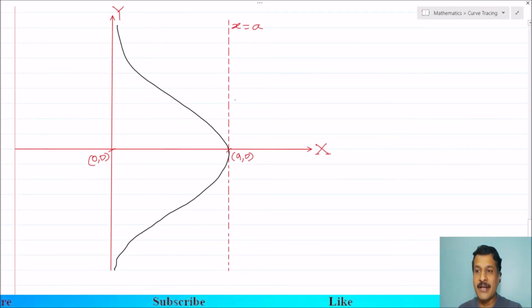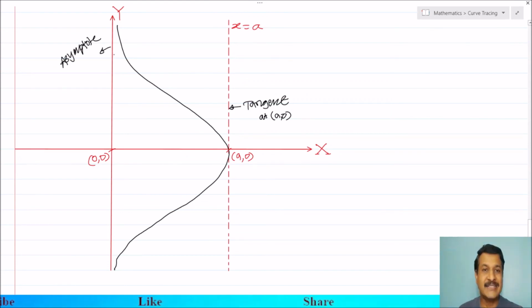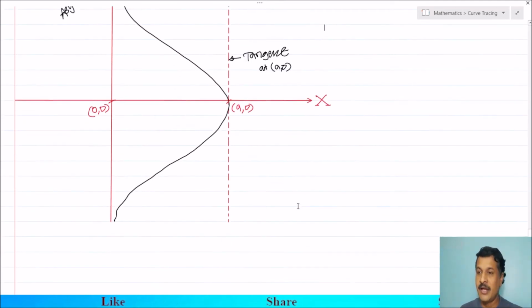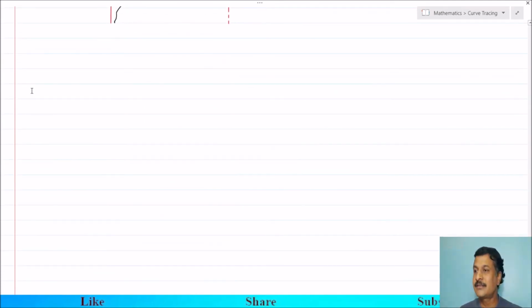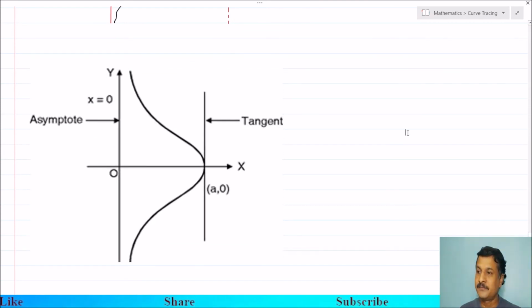Here you can write, if you want, this line is what? Tangent. At which point? At a comma 0. This is an asymptote, so the y-axis is the asymptote here. And here definitely there is symmetry. So this is your curve. You can consider this also, the same curve. See there, this is the tangent, the asymptote and this one.